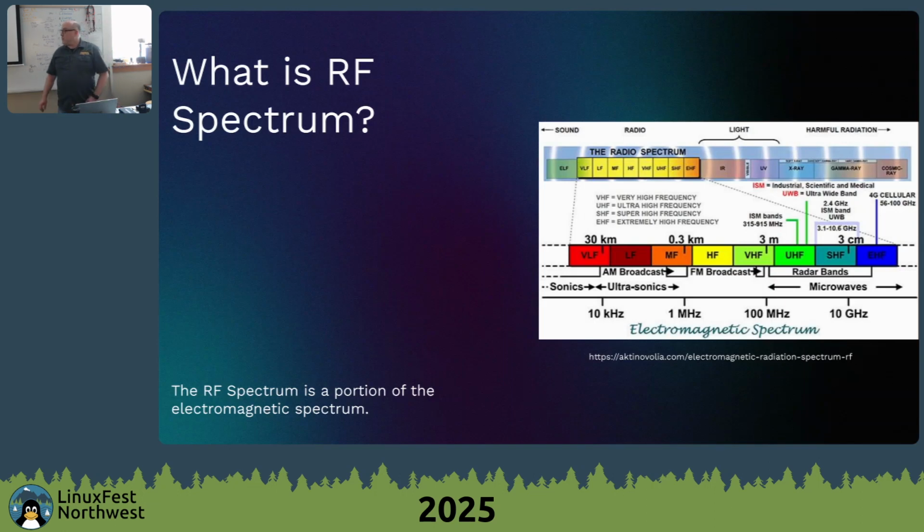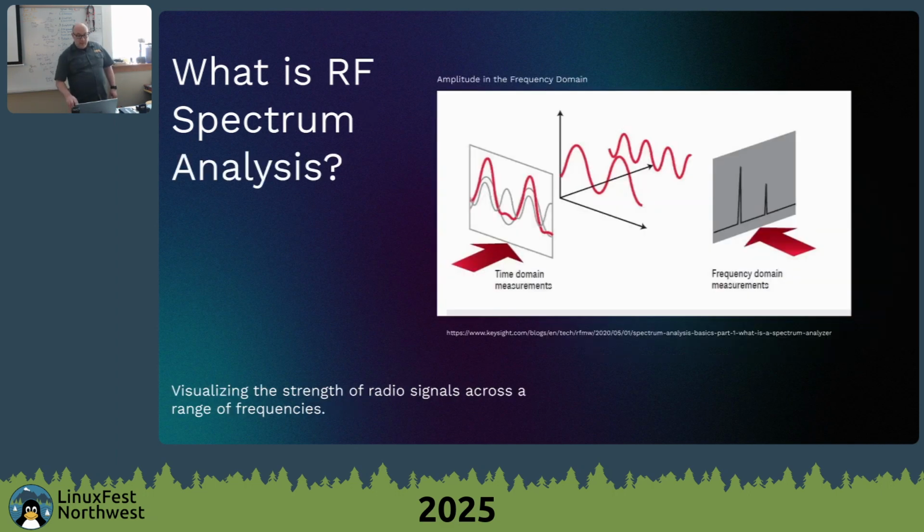Okay, what is the RF spectrum? We're mainly talking about radio frequency, and I'm sure you've seen a diagram like this before. Wi-Fi lives up here in the 2.4, the 5, and the 6 gigahertz, and then you have your AM, FM also in that range as well. And so RF, radio frequency. And by spectrum, we mean the range of frequencies. And so spectrum analysis is basically visualizing the strength of radio signals across a range of frequencies.